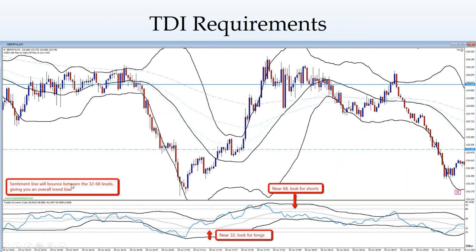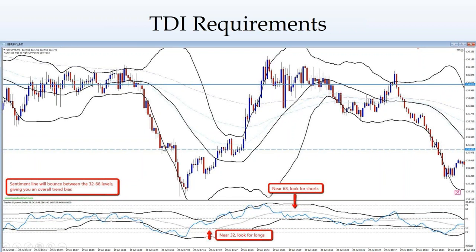The sentiment line will bounce between the 32 and 68 levels, giving you an overall trend bias. So check this out. The gray line is down here near the 32. We're looking for long positions down in here. We're looking for places to buy, right?